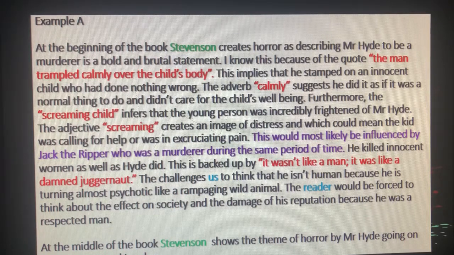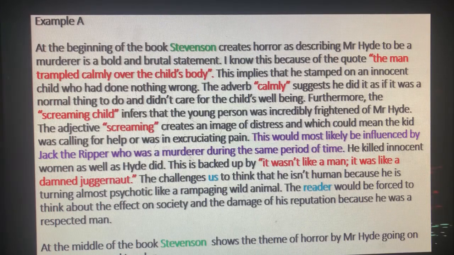Obviously, this isn't a full answer. This is simply the first and beginning of the second paragraph this candidate wrote. "At the beginning of the book, Stevenson creates horror as describing Mr. Hyde to be a murderer is a bold and brutal statement. I know this because the quote, 'The man trampled over the child's body,' implies that he stamped on an innocent child that has done nothing wrong."